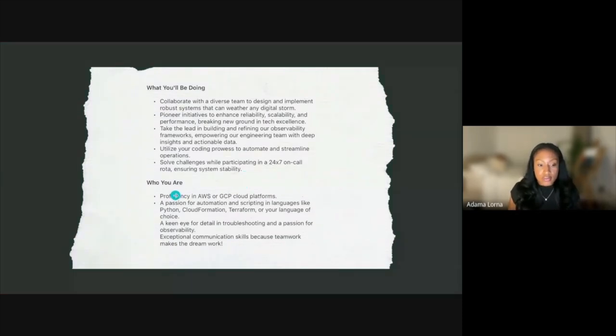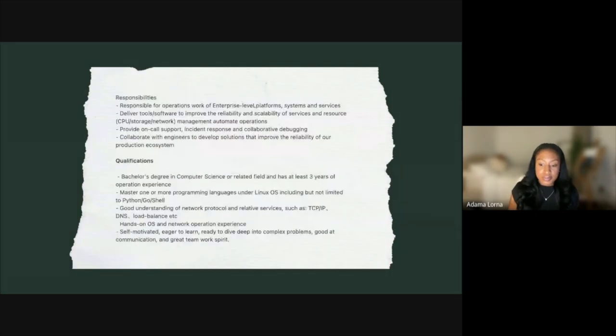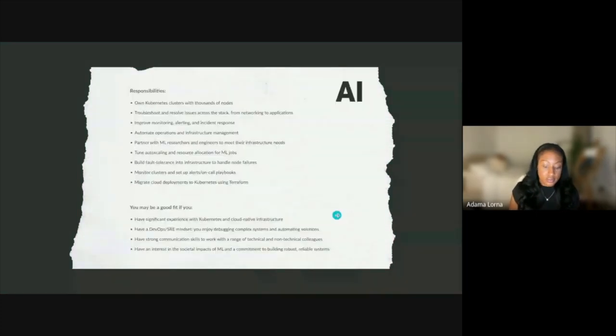And in terms of who you are, proficiency in AWS and GCP, so that's cloud, automation, Python, CloudFormation, Terraform, something of your choice. They've kept it quite open here, which is always good when you see ones like that. Detail, troubleshooting and observability, and then communication. So you can kind of see that this is almost a textbook SRE role, but they're not all like that.